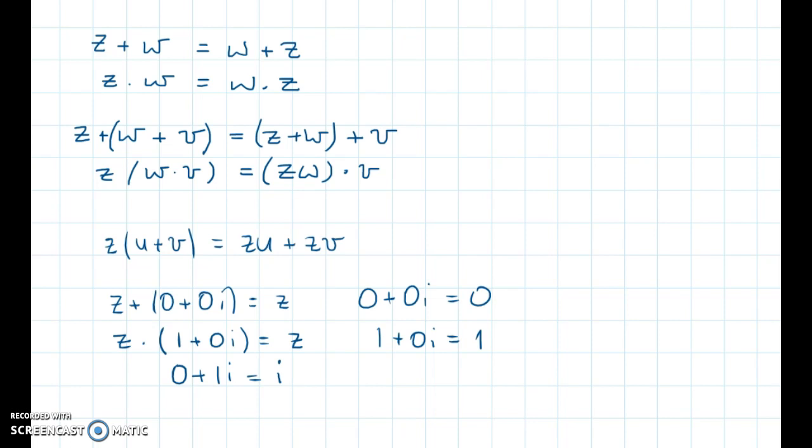And the last thing that I want to mention is that when we multiply a number z with the 0, we actually get 0 back. So these are all properties we expect our new set of complex numbers to have.